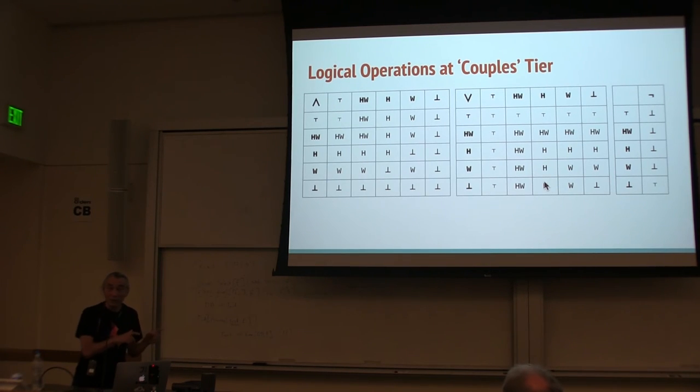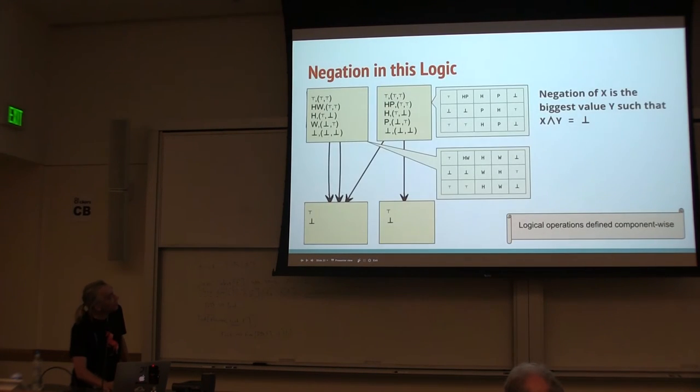I'm not drawing implication here, because implication requires more calculation than usual. But negation is this. So if everything's true, the negation of it is false. If we have both husband and wife good, its negation is both are bad. So negation of... No, that's wrong. Okay, ignore this table. This is the right table. So here's the right table.